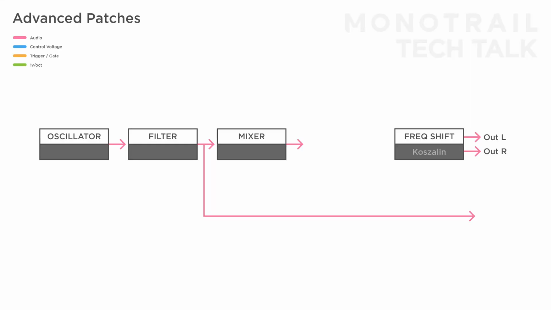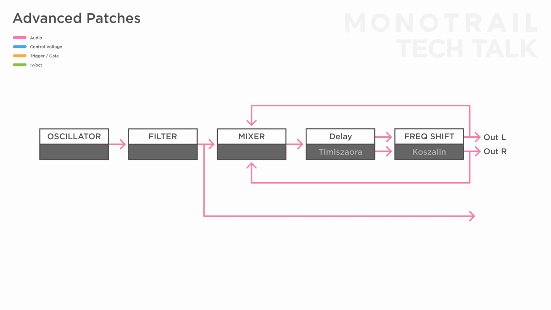Here's a similar setup, only this time the reverb is replaced with a stereo delay. Also, instead of using both the up and down shifted outputs, only the upshifted pair is used. And that signal is multiplied and sent back into the mixer to create a feedback loop.